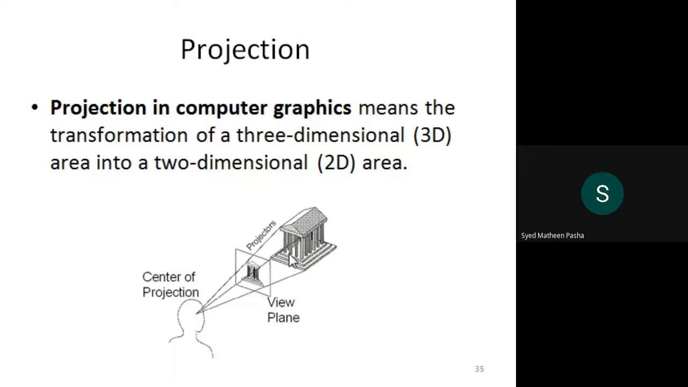It is actually a 6-mark question, or it can be asked for 8 marks as well. That is, transformation from world coordinates to viewing coordinates with respect to 3D viewing. Okay, so that was about the transformation. Then we'll come to the actual topic of your module 4, that is projection.